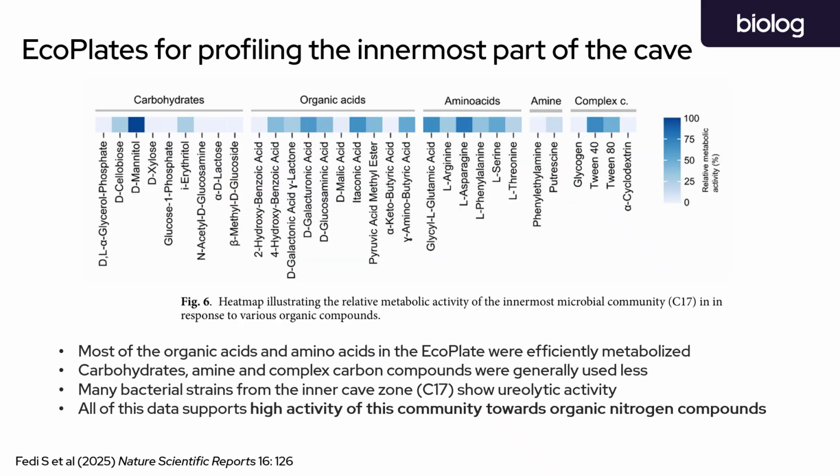And in this study, functional guild grouping revealed that microbes efficiently metabolize organic acids and amino acids, but they show lower utilization for carbohydrates and organic compounds. This suggested that the microbial community had adapted to organic nitrogen availability in the cave ecosystem. This is because there's very little decomposing material around it, with no plants or no animals nearby.